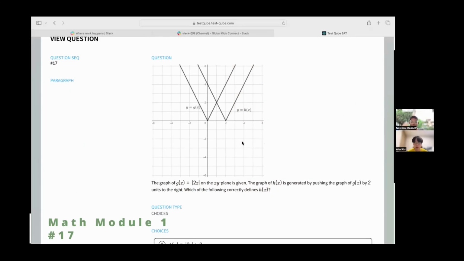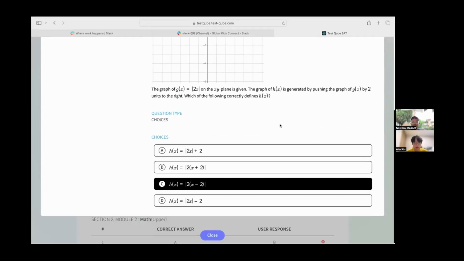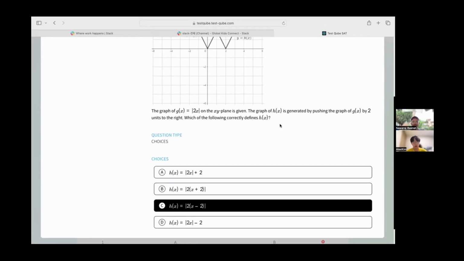The graph of g(x). And the graph of h(x). Could you scroll down a bit to show me the answer choices that the question gives? Right, yeah, thank you. Right, so we have a graphing problem.